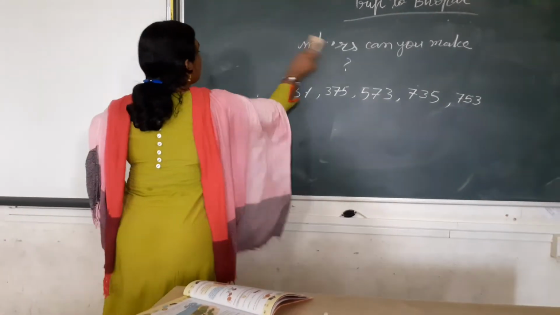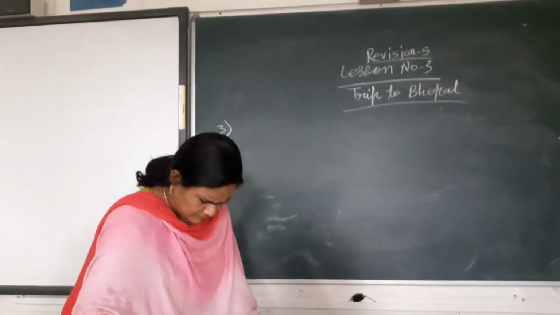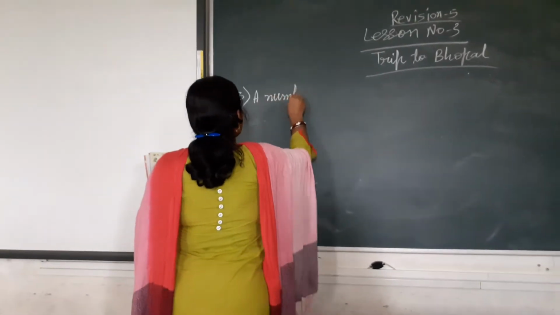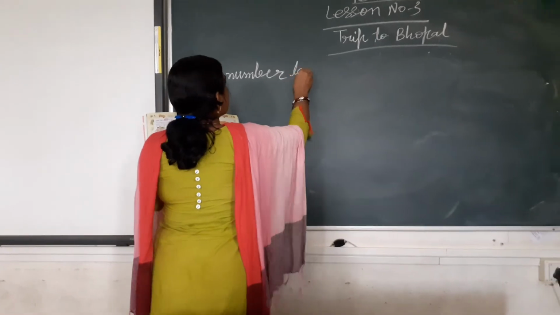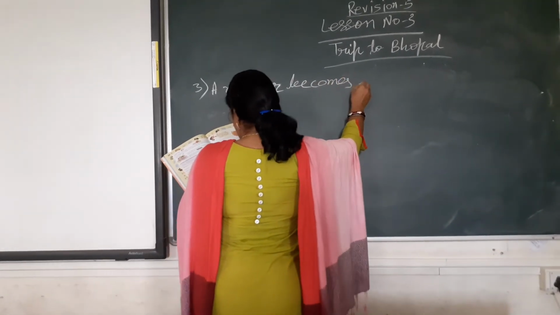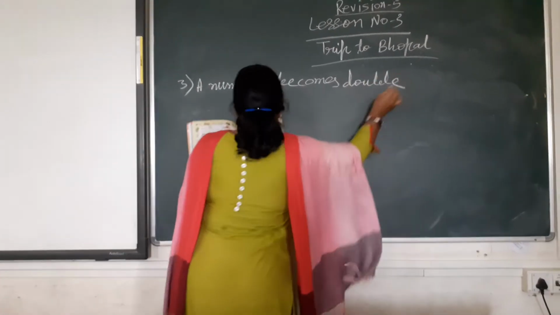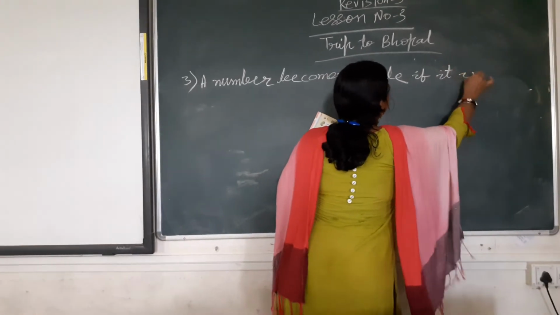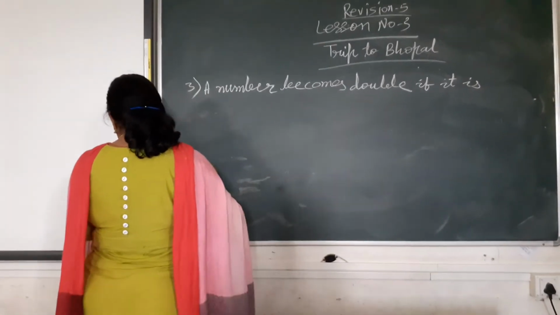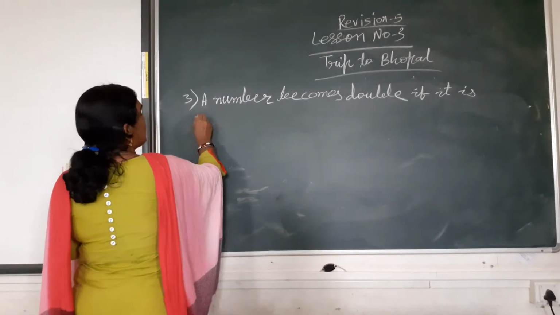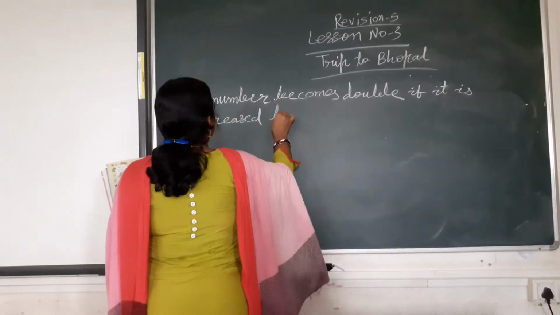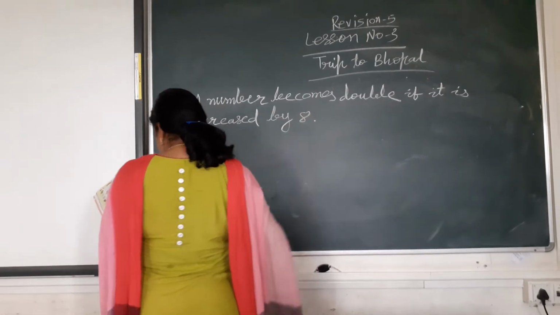Okay. Thirdly, a number becomes double if it is increased by 8. What is the number?